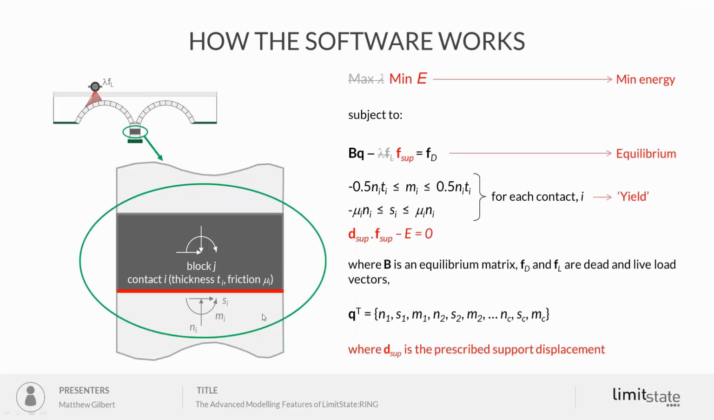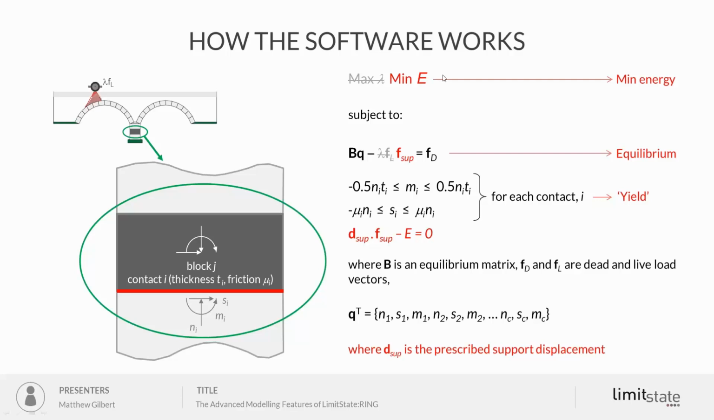How does the software work in this mode? Well, actually we changed the objective function. We're no longer maximising the load factor, we're minimising the work done by the supports, or the energy. And the rest of the formulation is very, very little changed from before. So we end up with a very, very similar set of equations to solve compared with normal mode.